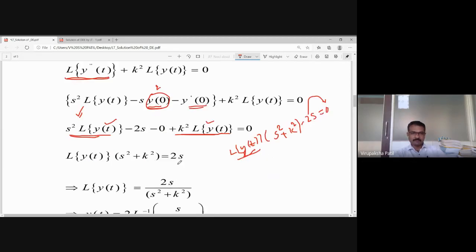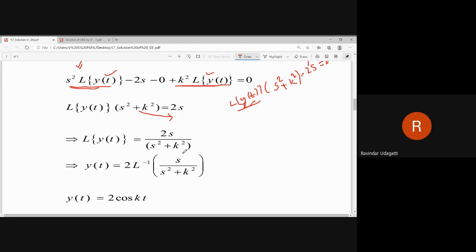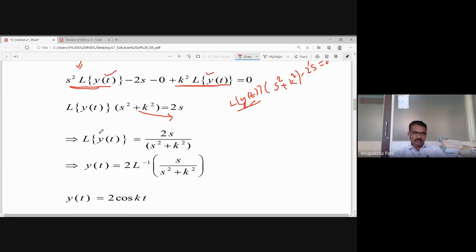Am I right? So next, what you do, express this L of y of t purely as a function of s. So transfer this to this side. So that becomes L of y of t is equal to 2s divided by s square plus k square. Am I right? Yes, sir. Okay.